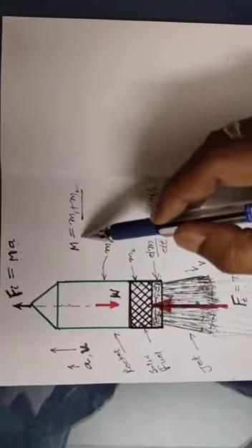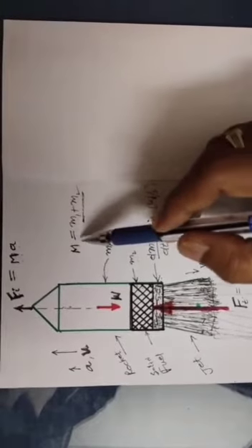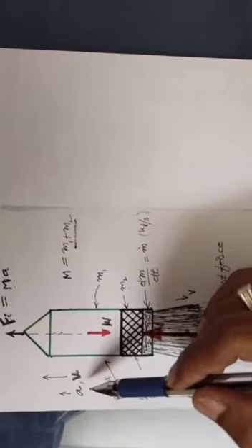This is the mass of the total rocket, that is the mass of the empty rocket and the mass of unburnt fuel, that is solid fuel. Then this is the weight of the body. This is the velocity of the rocket moving upward, u. Acceleration, with how much acceleration it is moving fast. And this is the rocket, this is solid fuel, this is the jet.